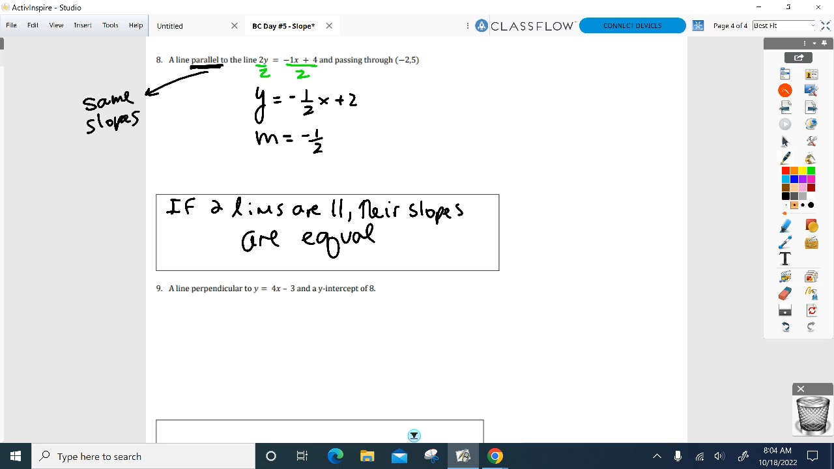I got the slope. I got to write an equation, though, so I'm missing the what still? Y-intercept. We're going to find it the same exact way we've been doing in class today. Y equals mx plus b. B is going to stay b. And now I need your help plugging in for y, m, and x.